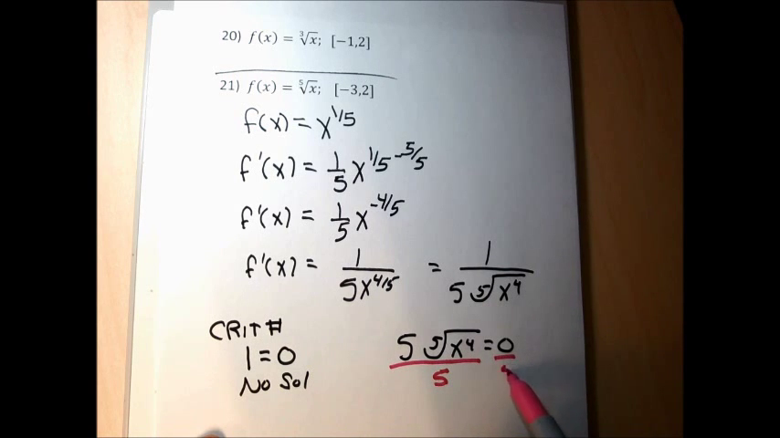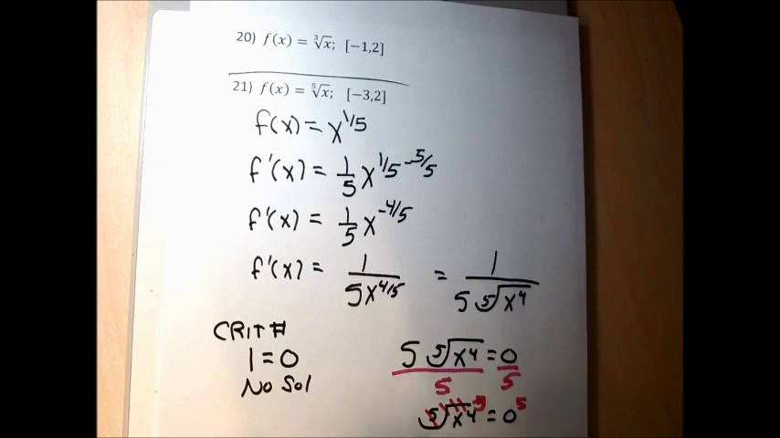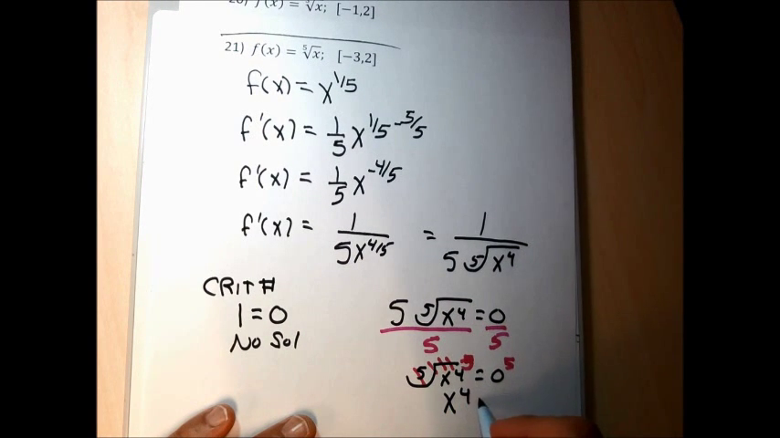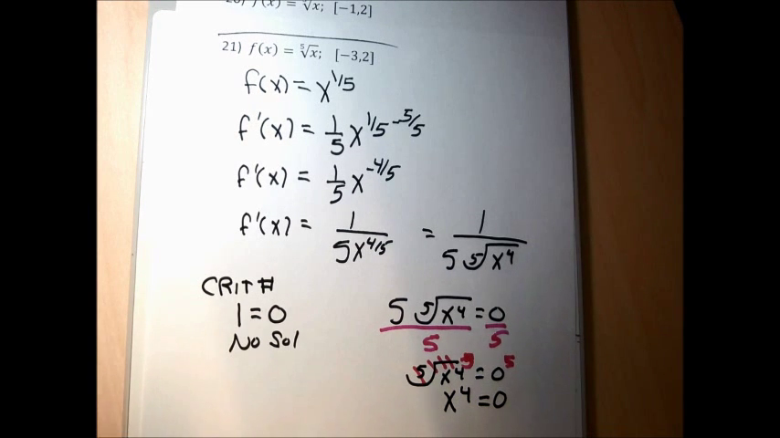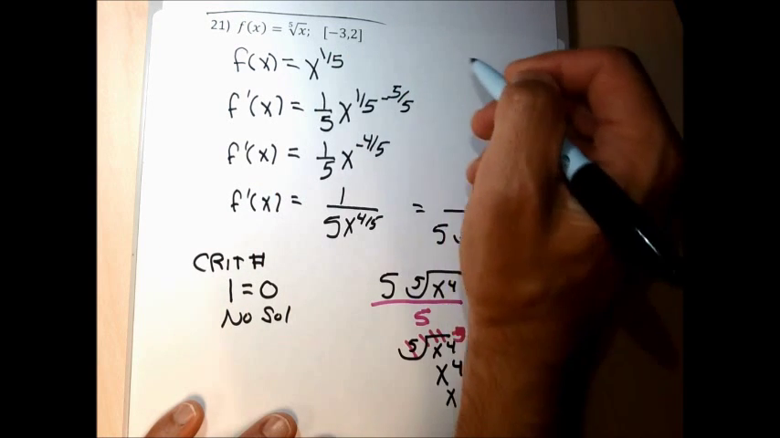For this one, I'm going to divide both sides by 5. That will give me the 5th root of x to the 4th equals 0. And then I'm going to raise both sides to the 5th power. When I raise both sides to the 5th power, on the left side, the 5th root's going to cancel. It's going to leave me with the x to the 4th. And on the right side, 0 to the 5th is 0. And when you're solving any x to a power equal to 0, the only value of x that gives 0 when raised to a power is 0. So the only critical number I get for number 21 is 0. Fortunately, it's between negative 3 and 2, so it belongs in my table.